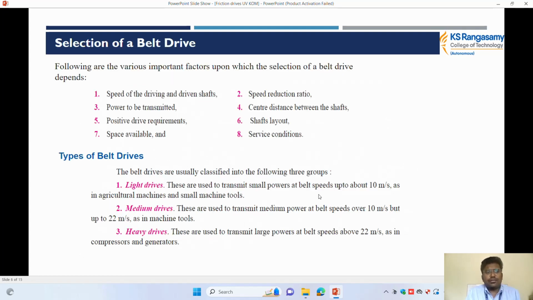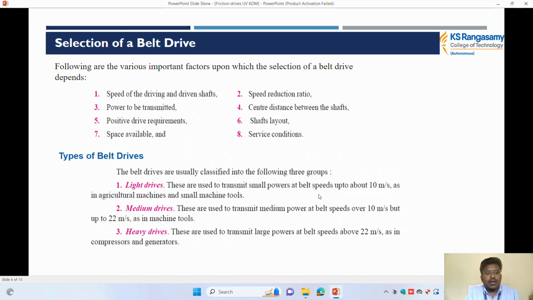Next, what are the selection factors to consider in a belt drive? First of all, the speed of the driving and driven shaft. Second, the speed reduction ratio. Third, the power to be transmitted. Fourth, the center distance between the shafts. Fifth, the positive drive requirements. Next, the shaft layout, space available, and service conditions. These are the selection categories of the belt drive.